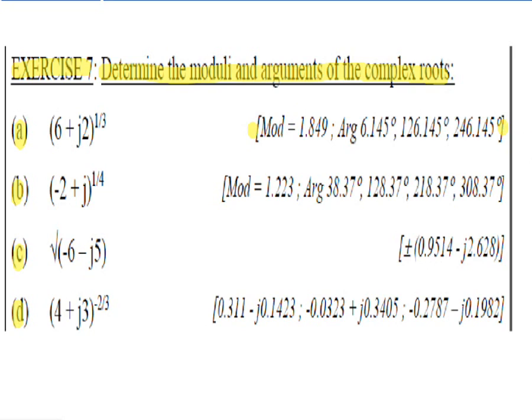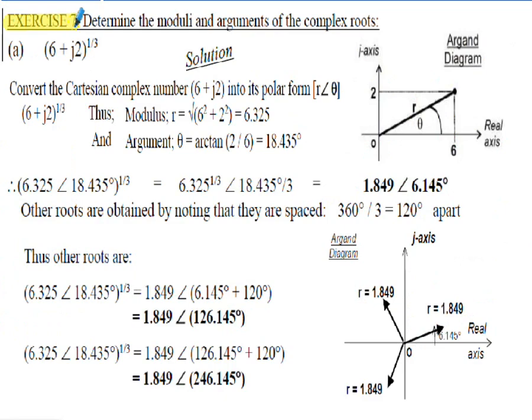Exercise 7 solutions. Part A. We're given the complex number 6 plus j2 all raised to the power of a third, so we're finding the cube root of that Cartesian complex number. First thing we'll do is plot it on an Argand diagram. So 6 on the real axis, 2 on the imaginary j-axis gives a phasor here that represents the complex number. We're now going to convert this from Cartesian form into polar form, r argument theta format.